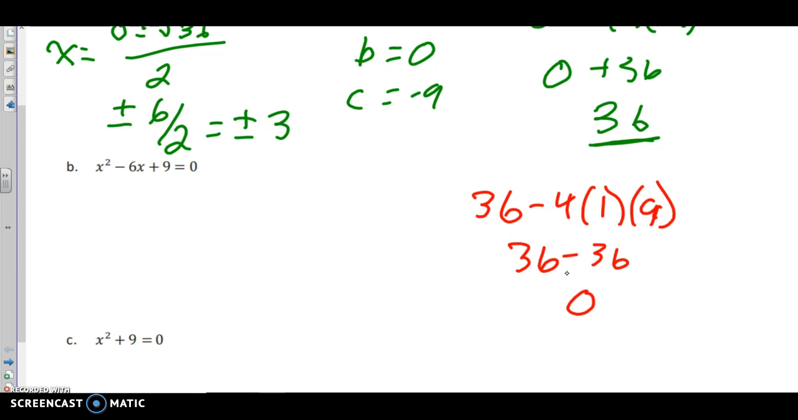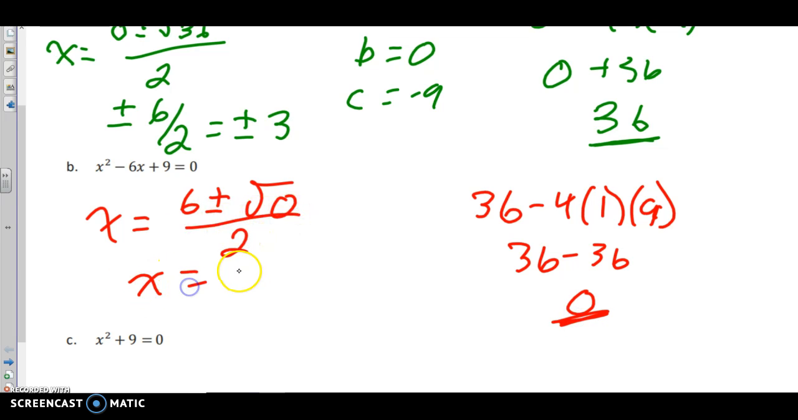And when I go to solve this using the quadratic formula, x equals -b, so -6 is +6, plus or minus the square root of 0, which I already have from this discriminant value, all over 2a. I just get 6 over 2, because 6 plus or minus 0 is just 6. x equals 3. So I got one real solution.